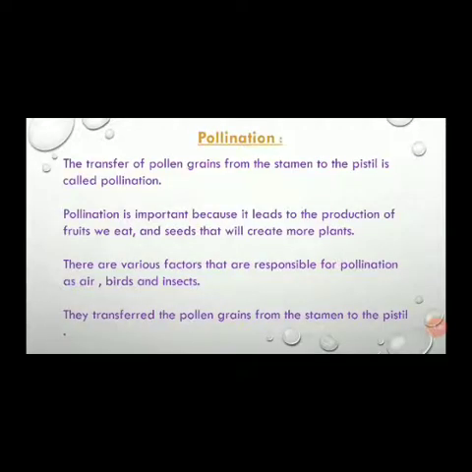Now pollination. So what is pollination? Children, the transfer of pollen grains from the male part, that is the stamen, to the female part, that is pistil, is called pollination. Why is pollination important? Pollination is important because it leads to the production of fruits we eat and seeds that will create more plants. There are various factors that are responsible for pollination such as air, birds, and insects. They transfer the pollen grains from the stamen to the pistil.